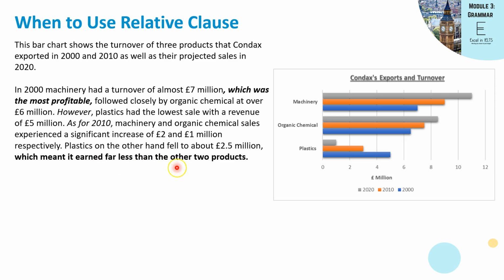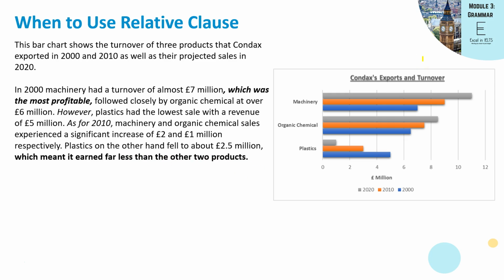Plastics, on the other hand, fell to about £2.5 million, which meant it earned far less than the other two products. So plastics in 2010 is here, and it has earned a lot less profits, and that's what I said here, which meant it earned far less, and I'm using a modified comparative, far less than the other two products.